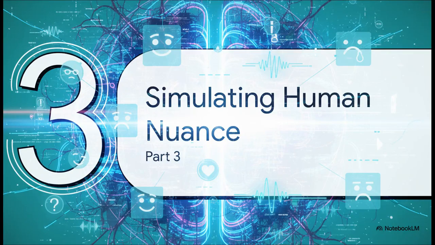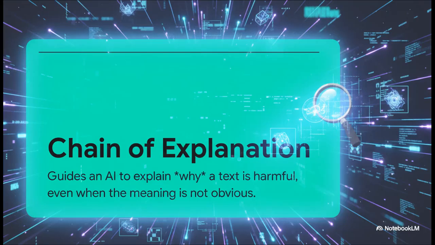All right, for our final section, we're diving into the really deep end, helping an AI understand the subtleties of human communication and emotion. These last two tools are all about nuance. First, we have chain of explanation. This is an absolutely crucial tool for things like content moderation. See, it doesn't just ask the AI if something is, say, hate speech. It forces the AI to explain why it might be by looking for the hidden context and the implied meaning, not just the surface-level words.